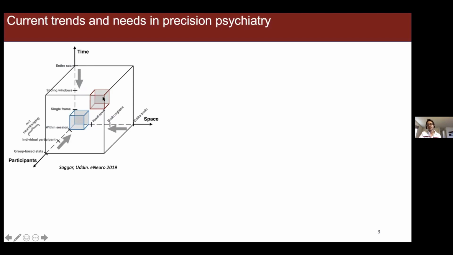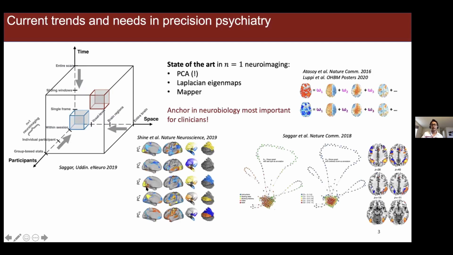But this is a problem with psychiatry because any clinician is always dealing with a single patient at a given time, not an average patient. And so there's a large push toward getting into n equals 1 neuroimaging. The state-of-the-art mathematical tools are actually not very state-of-the-art at all. They're still in the realm of standard dimension reduction techniques, including the 100-year-old PCA, which is still every neuroimaging researcher's favorite tool because it just works really well, and it's very easy and transparent to explain to people.